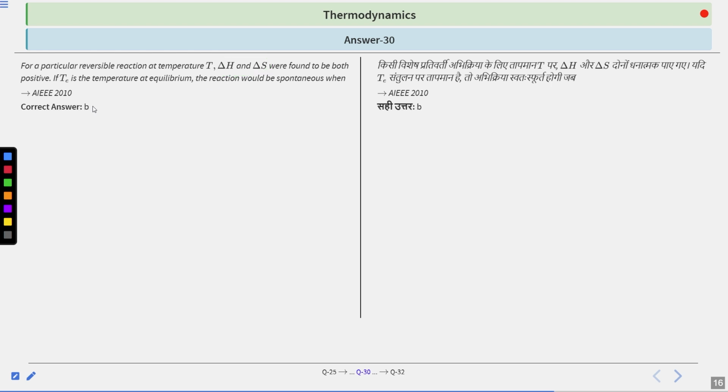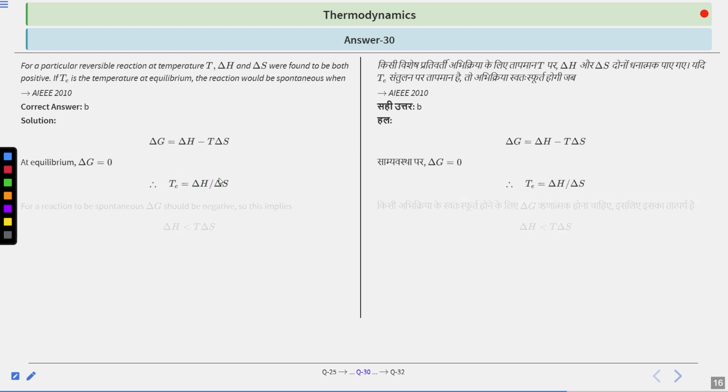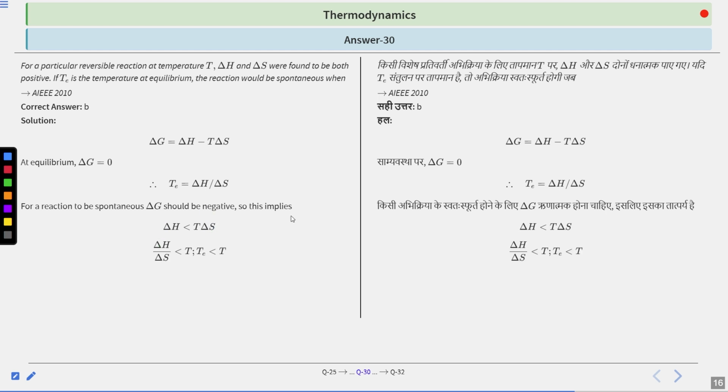So for those who have solved, the correct answer is B. Again, we use this formula, delta G is equal to delta H minus T delta S, and at equilibrium delta G is 0. Therefore, T is equal to delta H by delta S. Now, for the process to be spontaneous, delta G should be negative. So delta H is less than T delta S. Since this is less than this, we can just cross multiply and say T is greater than T equilibrium. Clear?